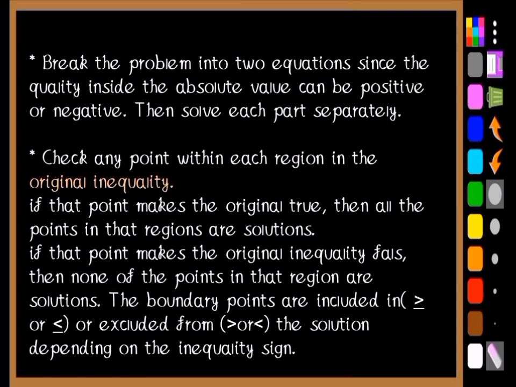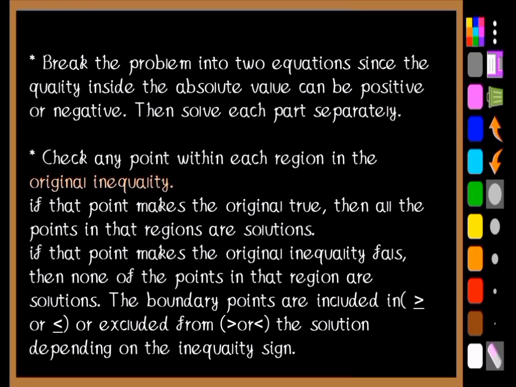Then place the solution on a number line. The solution is called the boundary point. Then divide the number line into regions. Check any point within each region in the original inequality. If the point makes the original inequality true, then all the points in that region are solutions. If that point makes the original inequality false, then none of the points in that region are solutions.